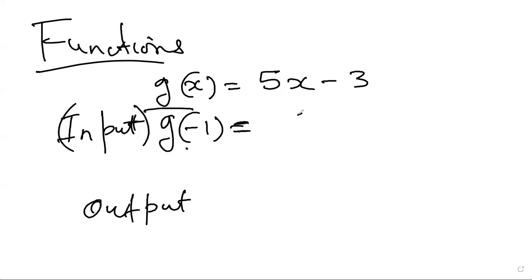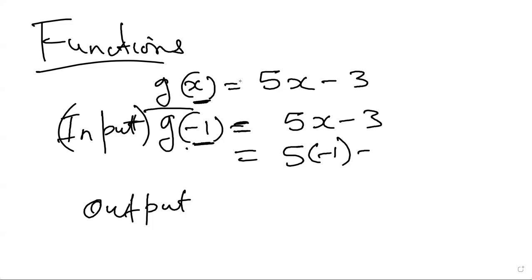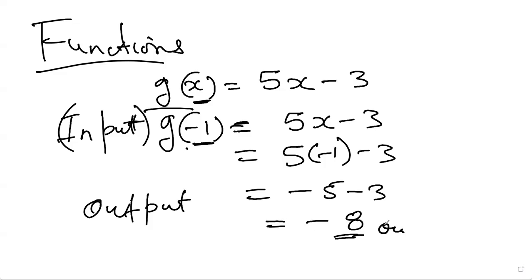Alright, so now we have to do it for ourselves in our CXC. We write back the function and then we substitute. Anywhere we see x, we put negative 1. 5 times negative 1, negative 5, minus 3, and then of course that is equal to minus 8, because both are negative. So this is our output. Those who do IT must know what input and output are.